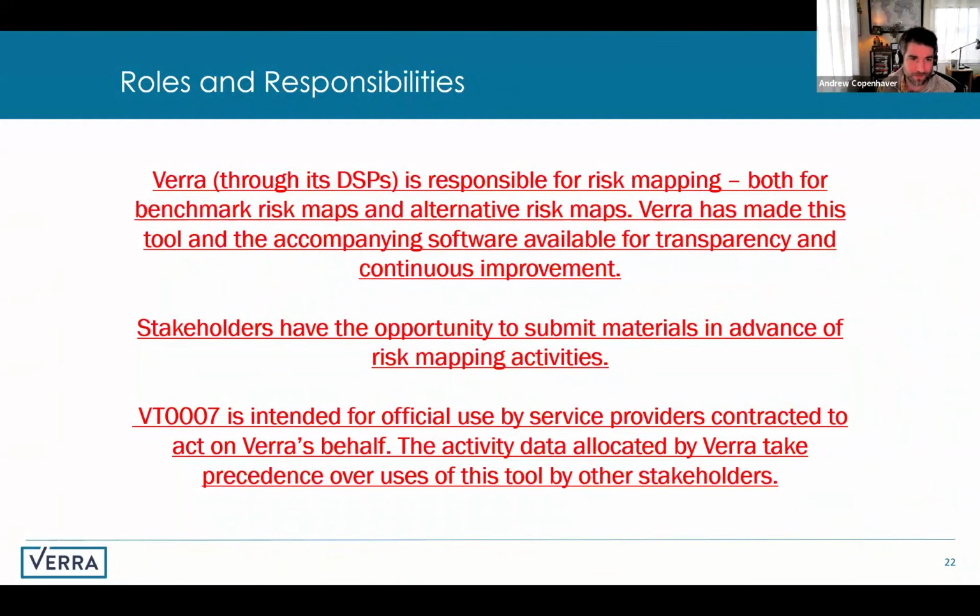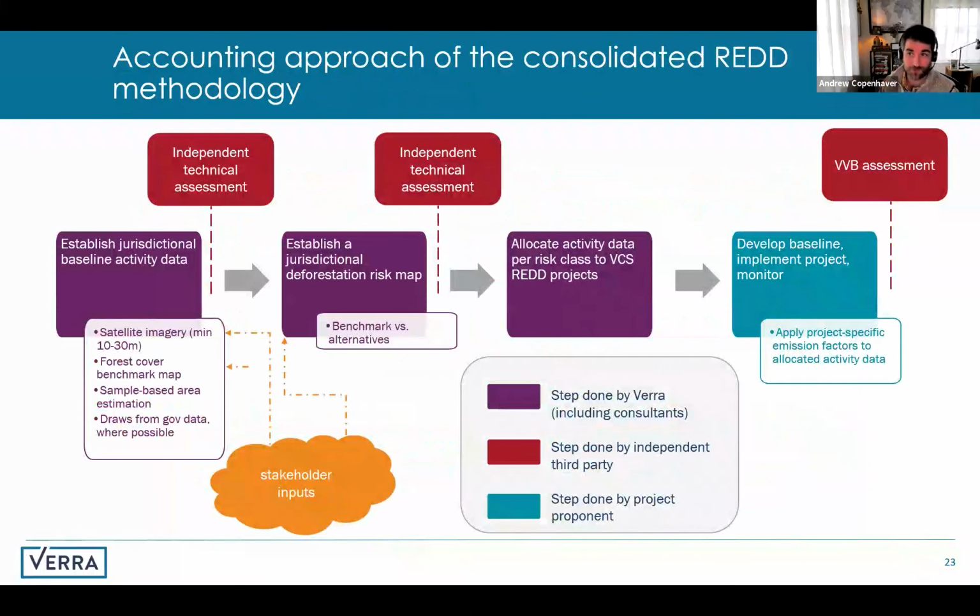And again, I have one more slide to maybe just drive this home visually, and then we'll go through next steps and I'll hopefully be able to go through some questions. But as you can see on this, there's a lot of purple and a lot of red, which is steps done by Verra and steps done by Verra's independent third-party consultants that we're going to be using for review of our data. So really, we do everything up until the end where we will deliver an allocated risk map to the project proponents, and then they will use that to develop their baseline emissions using their project-specific emissions factors.